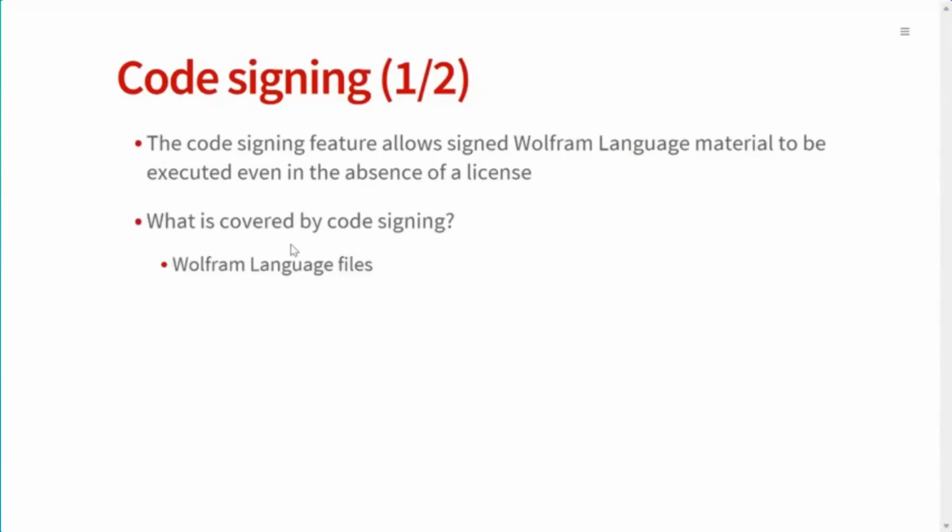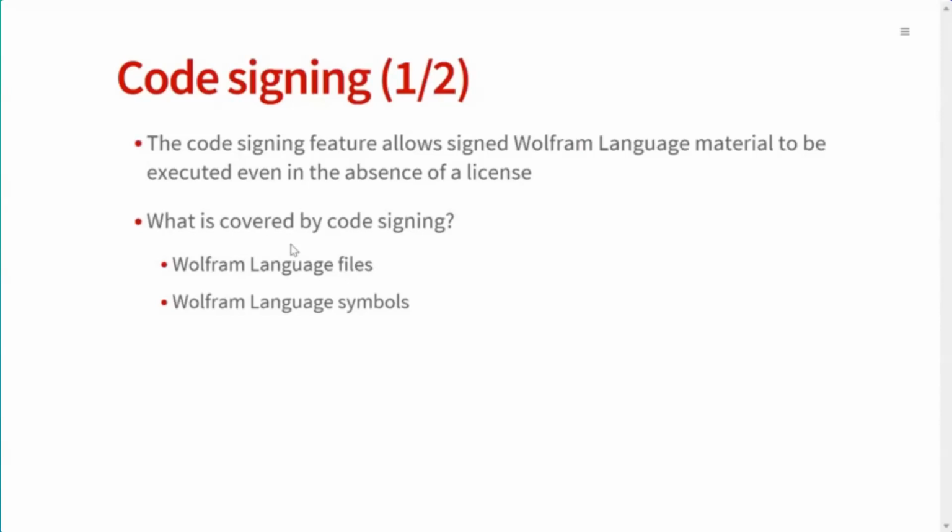There's Wolfram Language files. As an example, there's an expression API function for loading and evaluating a file. If you don't have a license, it's not going to load that file unless the file is signed. Similarly, symbols need to be signed. There's an expression API function for evaluating an expression, and it will refuse to do so if there is no license and there's an unapproved symbol in the expression.